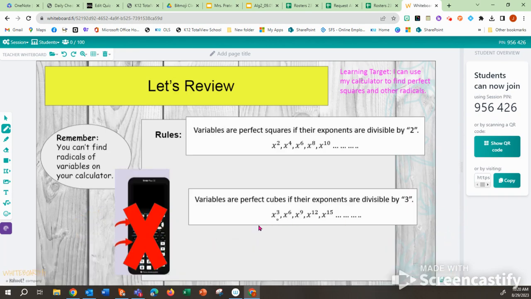When you're taking the radicals of variables, you cannot use your calculator. I've seen students do this for years.